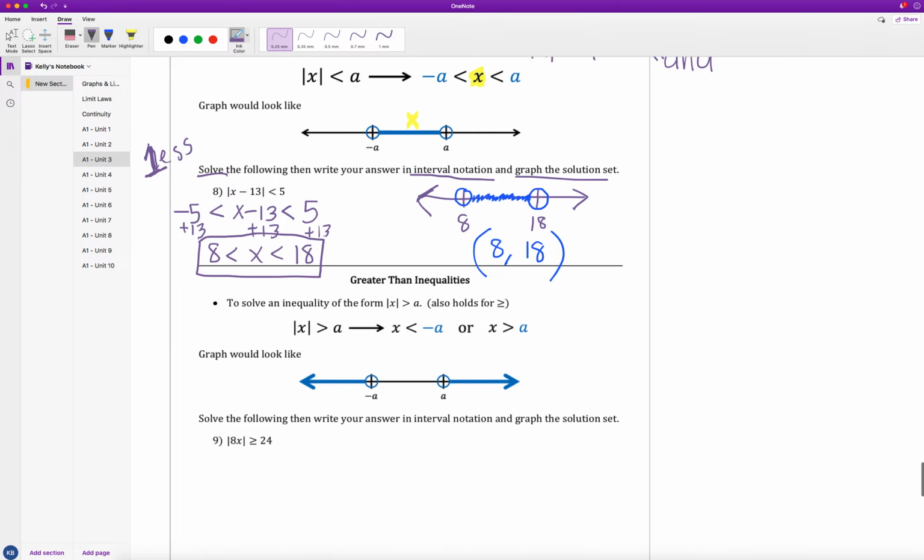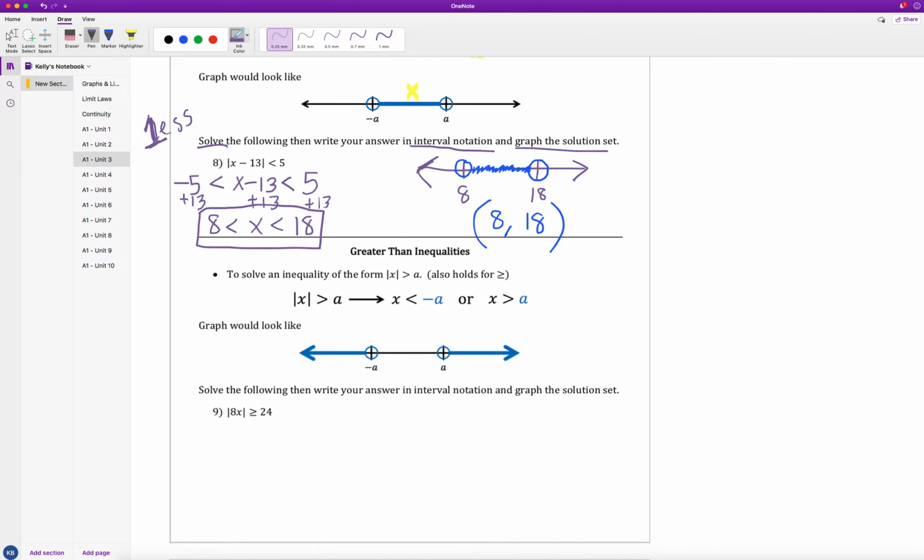Okay, let's look at a greater than case. So a greater than case is going to be different. And if you're thinking back to your compound inequalities, well, I already did an and, so my guess is this is probably going to be an or statement, and you are going to be correct. So to solve an inequality of the form absolute value of x is greater than a, or this will also work for absolute value of x greater than or equal to a, the way we would do this is separate it into a compound inequality that's an or statement.